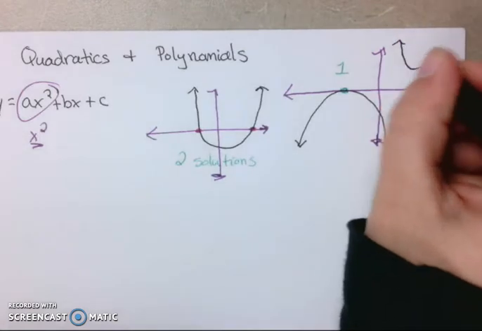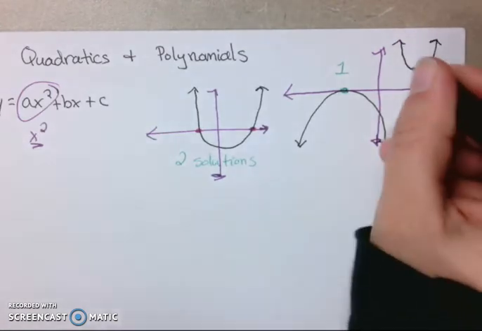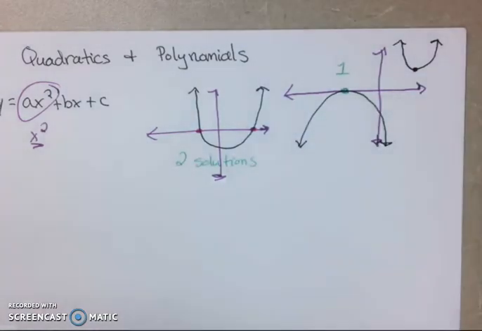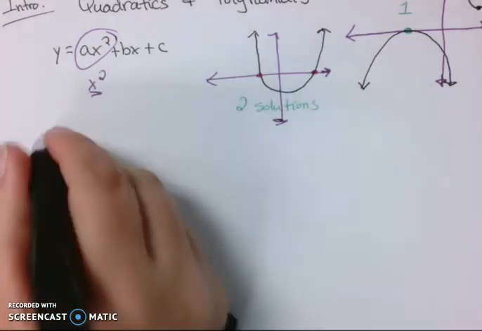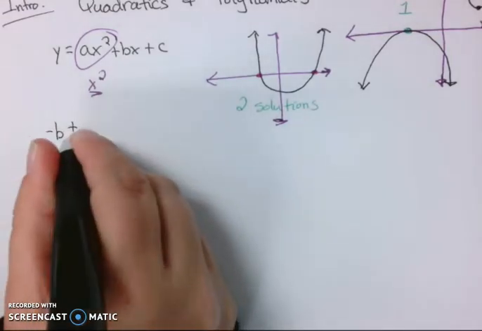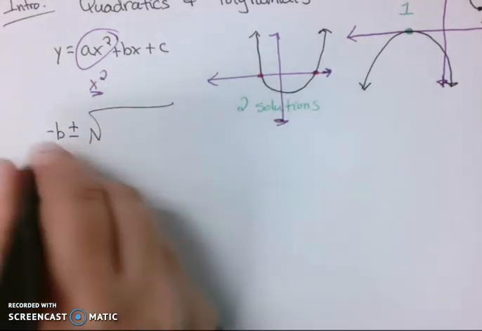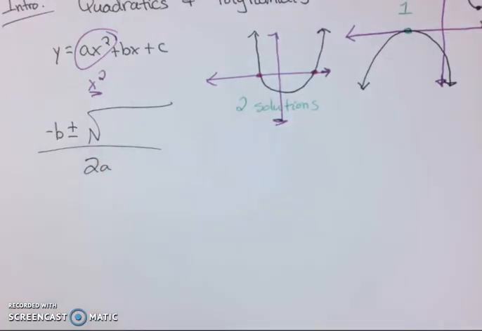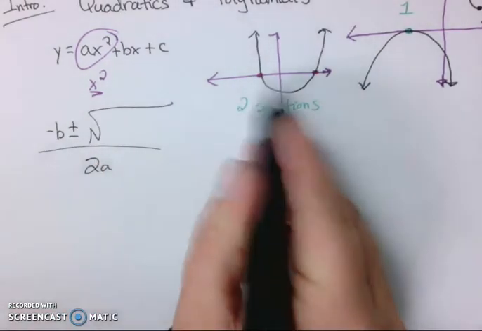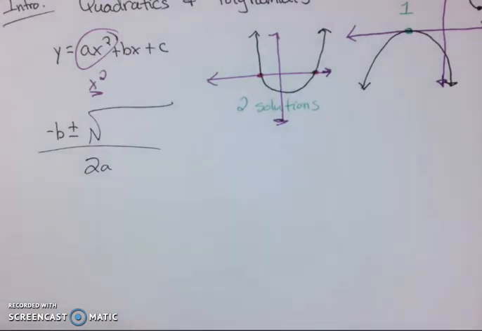For example, if my parabola was like this, where the vertex was above or below and it never crossed the x-axis, we get zero solutions. So that quadratic formula, negative b plus or minus the square root and all of that over 2a, was one way to find where it crosses. And that was a pretty complicated way, and it took a lot of work.